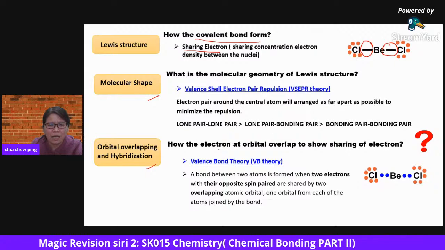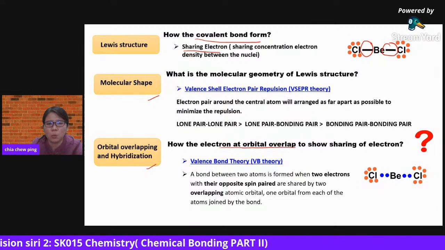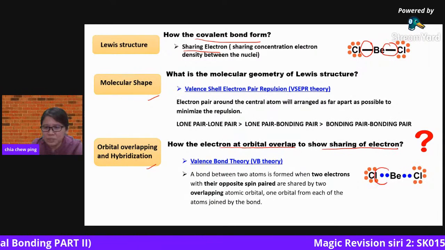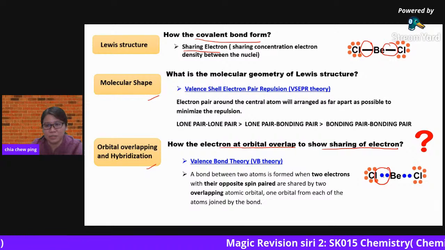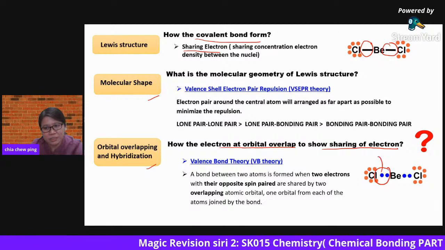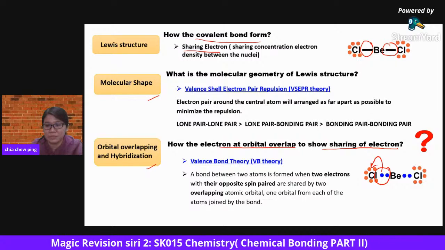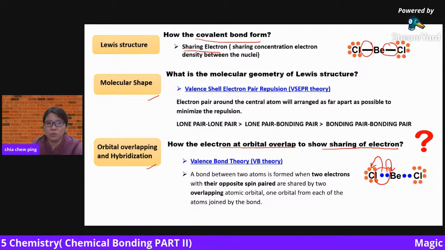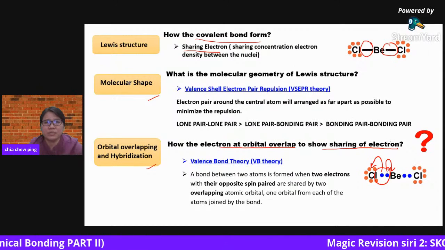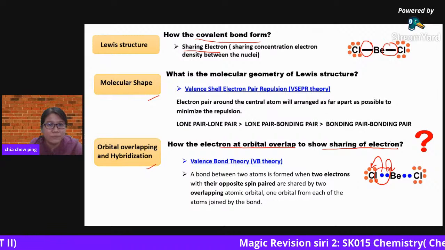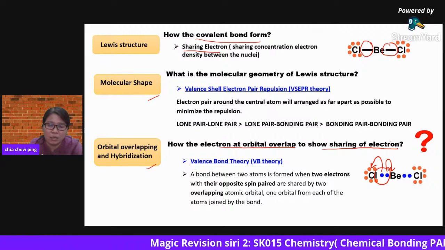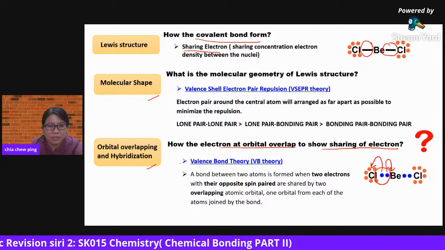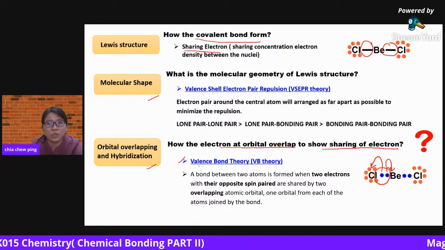So we will answer how the electron and orbital overlap to show sharing of electrons. From this picture you will know this is a sharing of electrons, but this electron comes from the orbital from Cl, and this orbital comes from the beryllium. Since the electron is located at an orbital, how do the orbitals overlap to form the chemical bonding, which is a covalent bond? So today we're using the theory we call valence bond theory, VB theory.